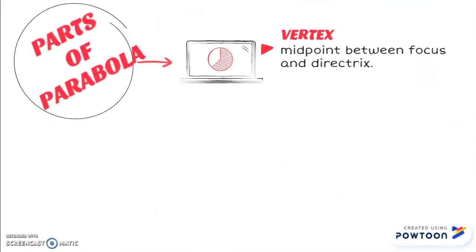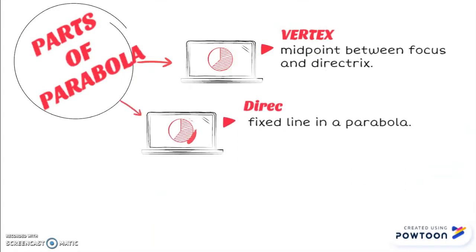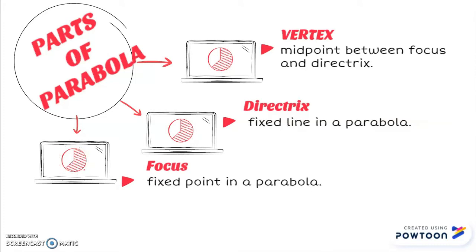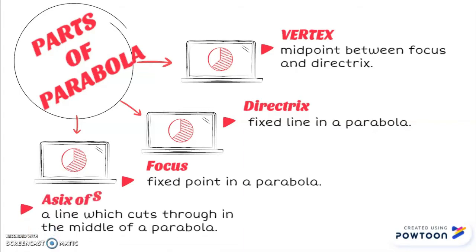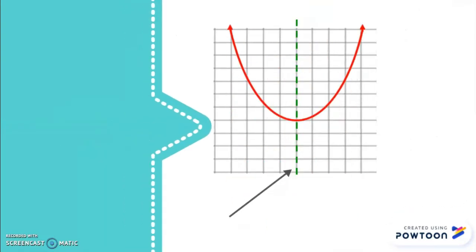But before that, let's discuss the parts of a parabola. First is the vertex. Vertex is located at the midpoint between focus and directrix. Second one is the directrix. It is a fixed line in a parabola. And next is the focus. It is a fixed point in a parabola. And then the last one is the axis of symmetry. It is a line which cuts through the middle of a parabola to create a mirror. To better understand those parts, let's see them in a graph.